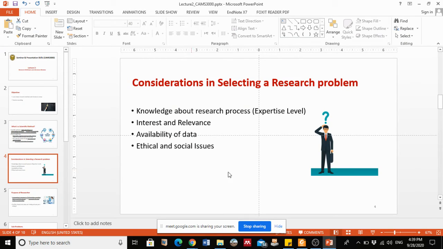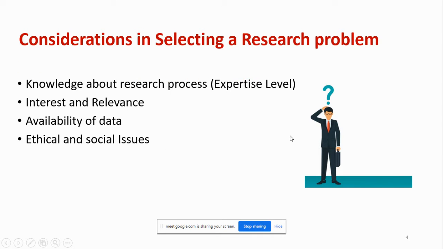Okay, then we continue. There are actually some considerations, things you have to keep in mind when you want to select a research problem or a research topic. Let me use research topic rather than research problem. First of all, let's say that I have a background in soil science and in water, and this is my specialization. And now I want to investigate the issues of COVID-19.